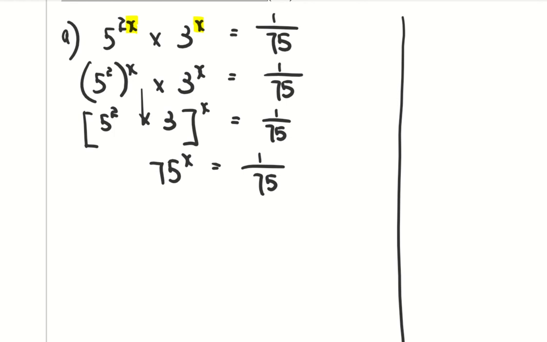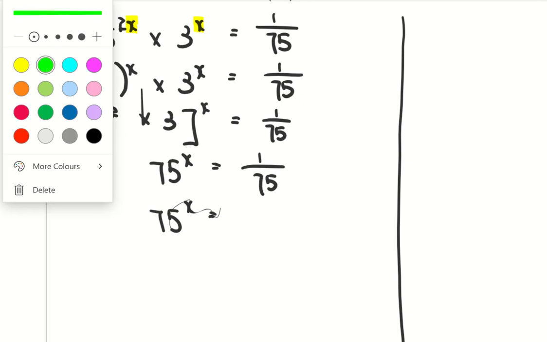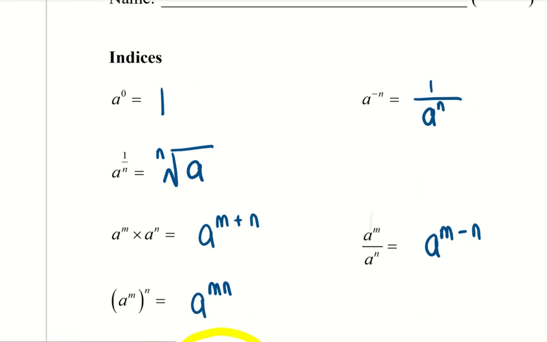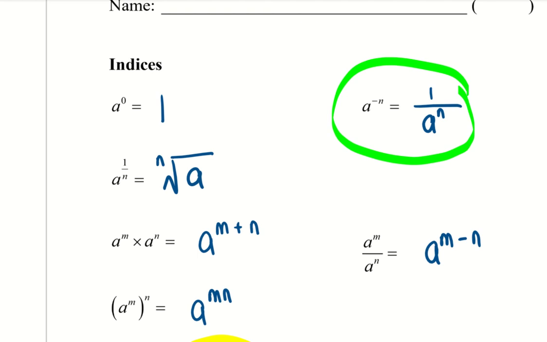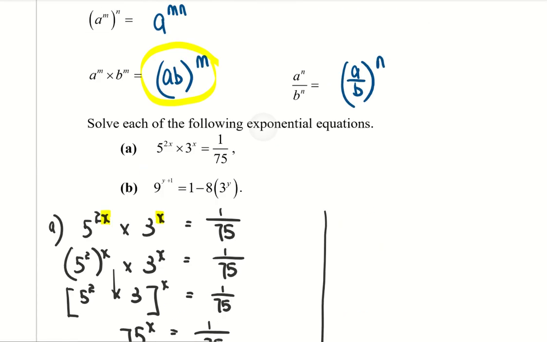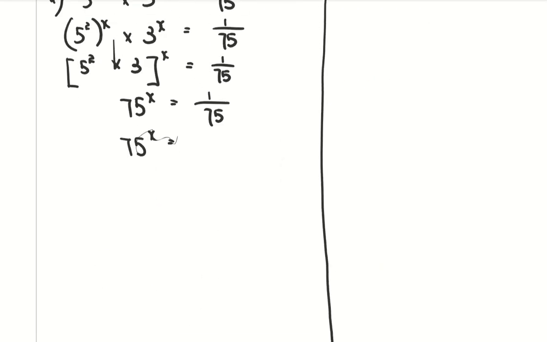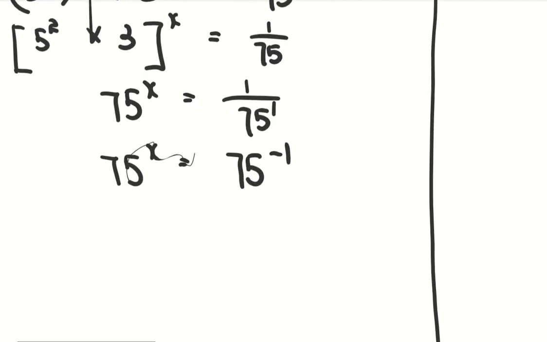Well, 1 over 75 is a fraction, and I do not want a fraction. So, applying the other law. What's the other law that we can take note of? The reciprocal law, which is this particular law. Since 1 over 75, 75 is to the power of 1, this can be written as 75 to the power of negative 1. Since the bases are the same, I'll just compare the power or the index. Our x will be equal to negative 1 in this case.